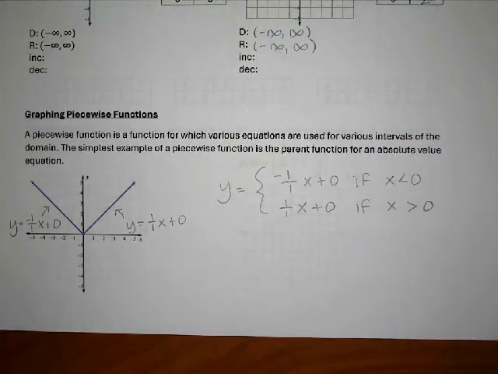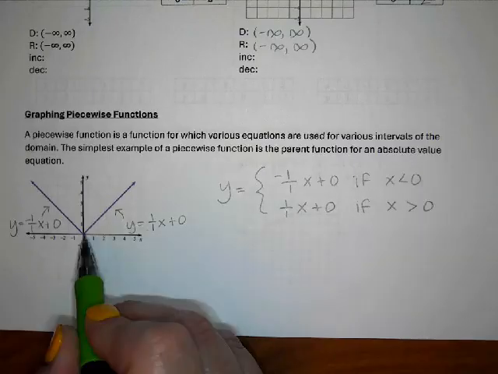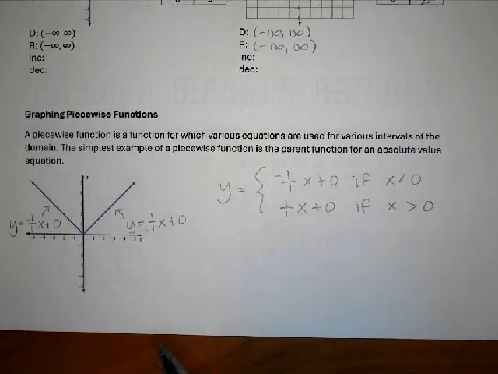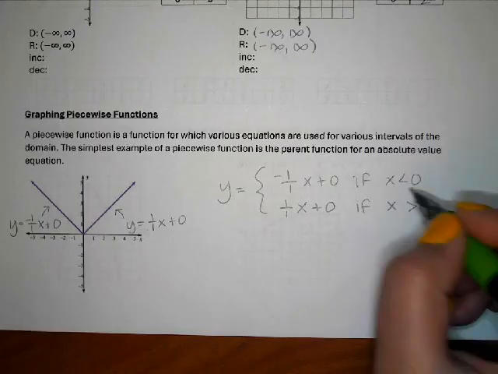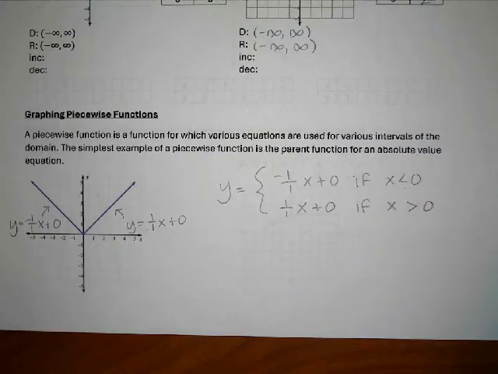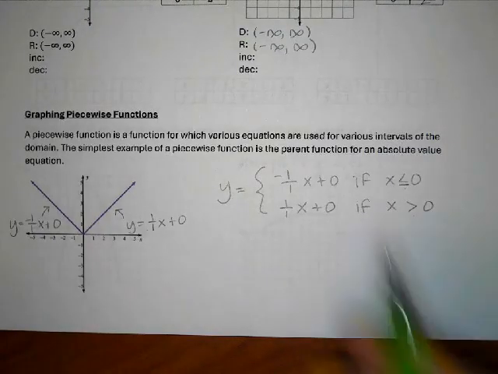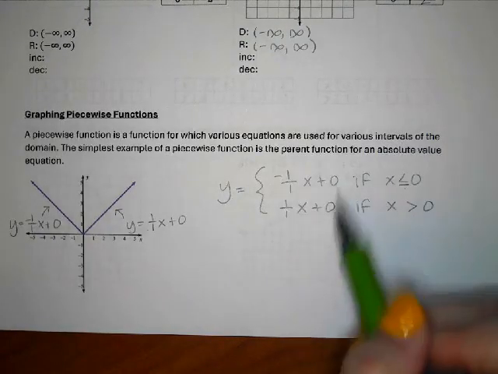Now, we have to include this point in the middle. It's not a hole. It's not missing from the graph. So for one of these, and it doesn't matter which one, you just put an equal to make sure we have that point in the middle. Now, most people would not put the plus 0 on the end. They would not put negative 1 over 1 in the front.